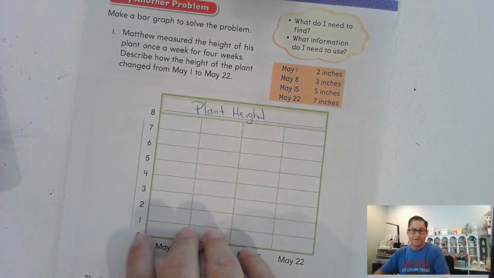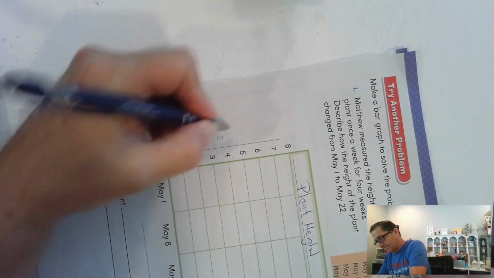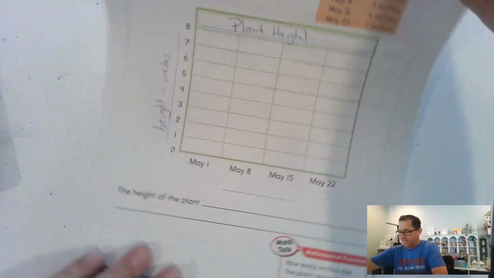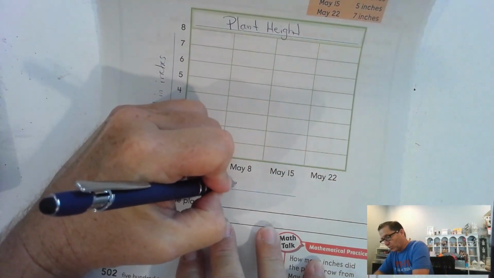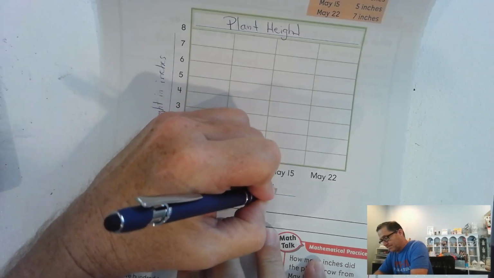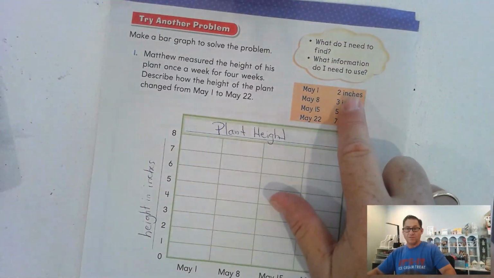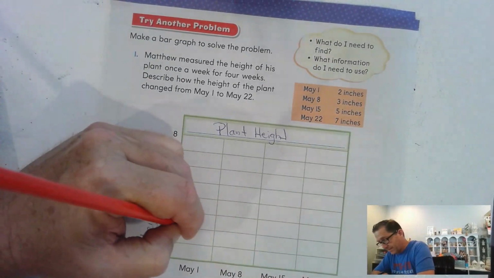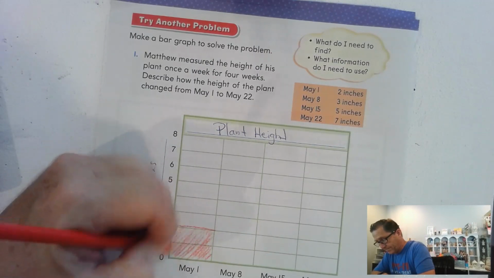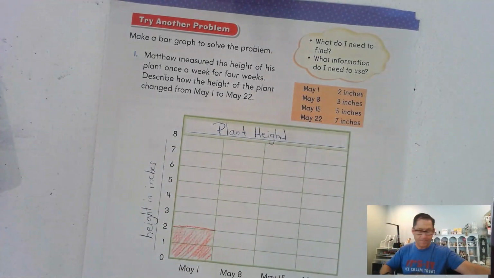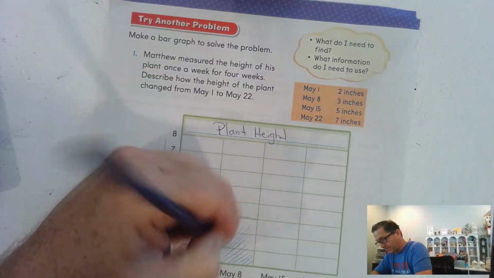Okay, and we see numbers from 0 to 8. So that's probably the height in inches. And then we have May 1st, May 8th, May 15th, May 22nd. So weekly total. All right. So on May 1st, his plant was 2 inches tall. So find May 1st, find 2, and color that in. Okay. So the bar has to end at 2 for May 1st. On May 8th, we need to find 3 inches. So it increased by an inch. It went from 2 to 3.